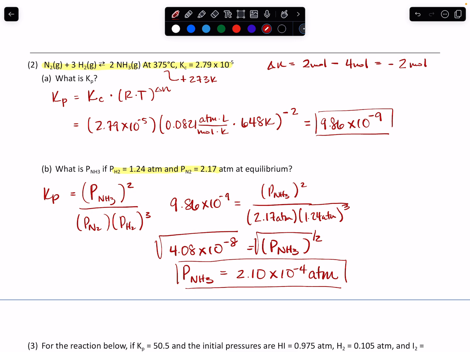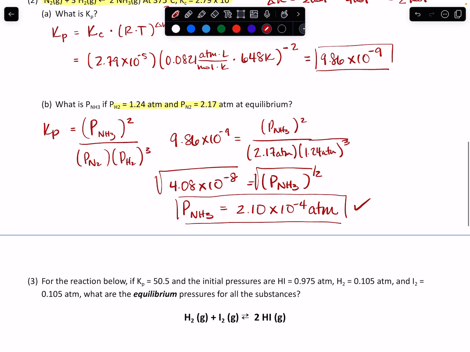So I asked myself, is this reasonable? Well, my Kp value tells me that there should be way more reactants present than products. And if I look, I have 2.17 atmospheres and 1.24 atmospheres of my reactants and a very small amount of product. So this is a reasonable answer to this question. Make sure you always check that your answer is reasonable when you're finished.